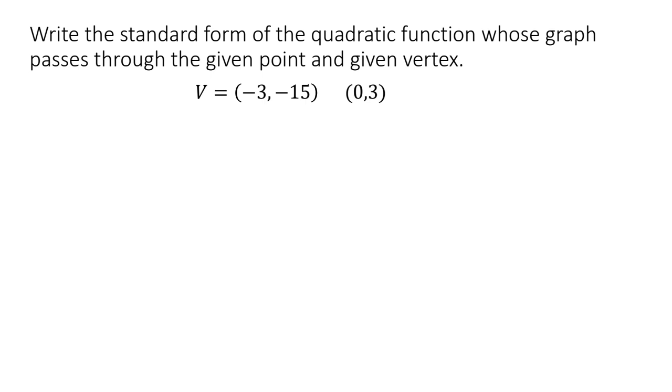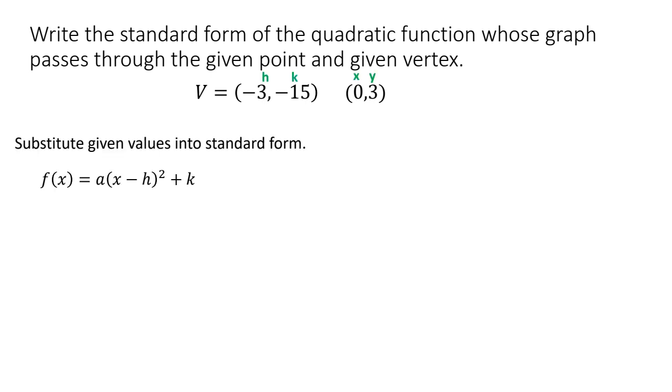I know the standard form of a quadratic is this. They're giving me the h and k, and they're also giving me an x and y value. So the only unknown that I need to solve for is my a variable. So let's go ahead and solve. Again, f(x) replaces the y value, so this is 3. We don't know a yet. Our h is -3. Our k is -15.